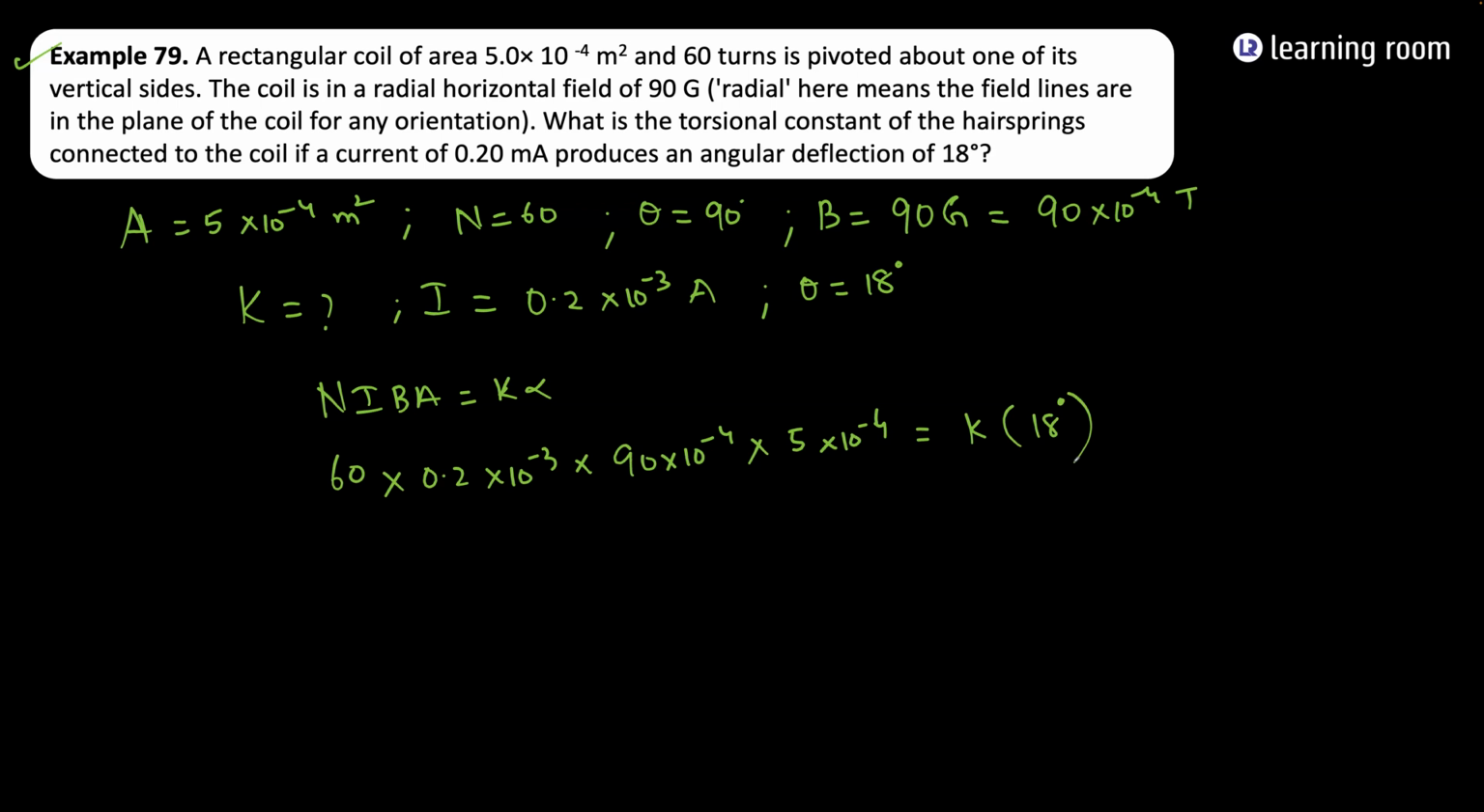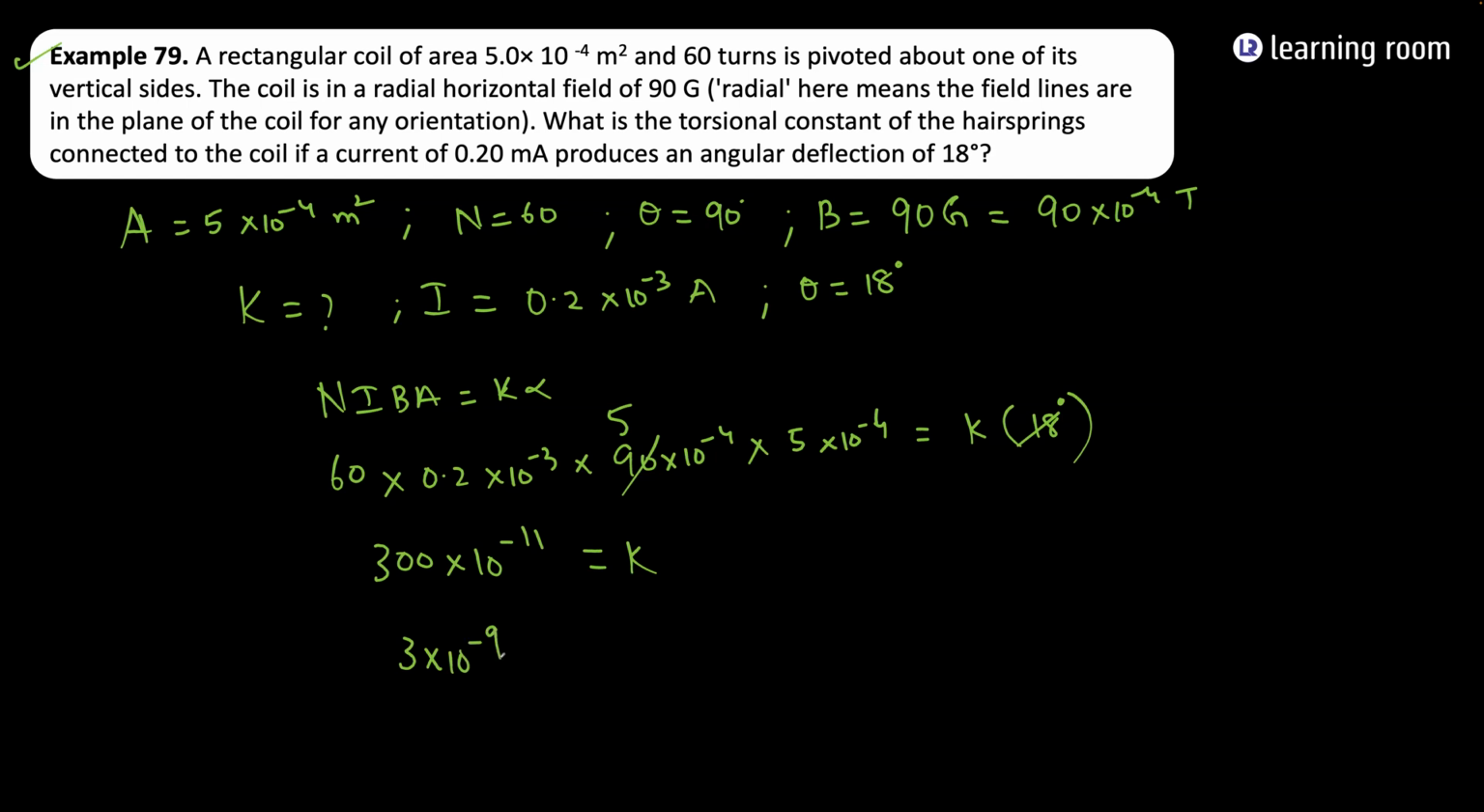So since 18 is there, cancel this 18 with 90, which is 5 times. 60 into 0.2 is going to be 12. 12 into 5 is 60. 60 into 5 is, sorry, 300. 300 into 10 power minus 3 into 10 power minus 8, it is 10 power minus 11. This is K. Or it can also be 3 into 10 power minus 9.